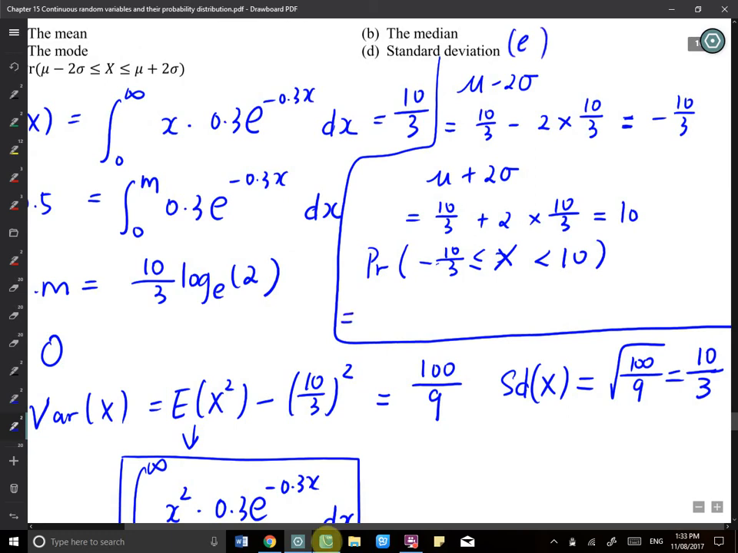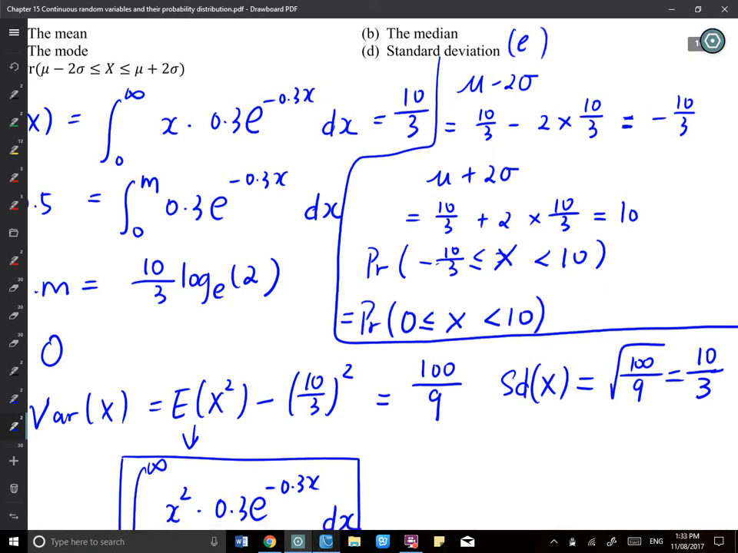But you won't have negative, so you will start from 0 to 10. After mu subtract two standard deviations, yes, it is negative, but you won't have negative values. You will have the positive, starting from 0. So it's the probability from 0 to 10. Give me a guess what the probability will be. Everyone, have a guess what this probability might be.